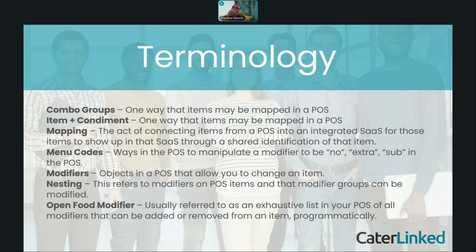Nesting is probably the most complicated thing we'll talk about today. And what I will say is that it is a modifier that modifies other modifiers. Don't worry, we'll get into it. And an open food modifier, open food prep, is a very exhaustive list in your point of sale of all of the modifiers that can be added or removed to an item programmatically. And we'll talk more about that too.